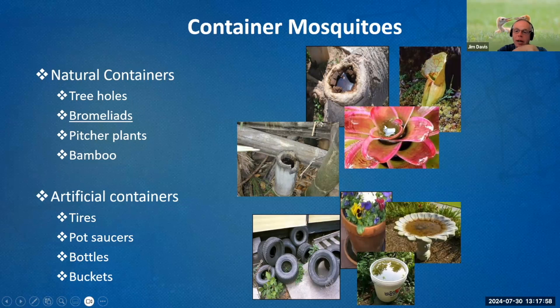Now, vermilion nut as well. And you have some standing water in bromeliads that can harbor mosquitoes. And of course, the traditional bird bath. With any of these containers, you really want to empty them out. And we're going to talk about source reduction later on.